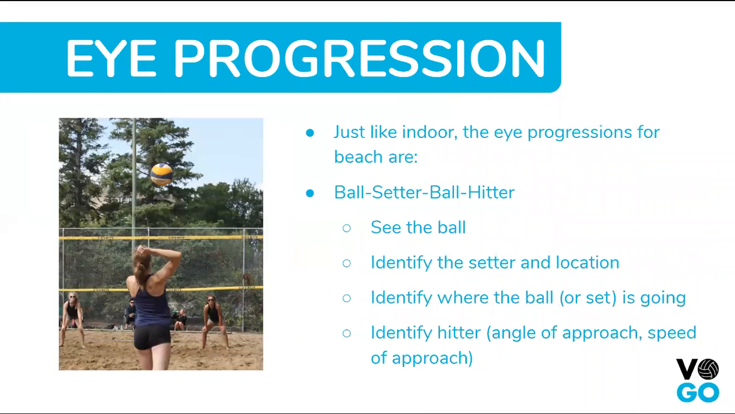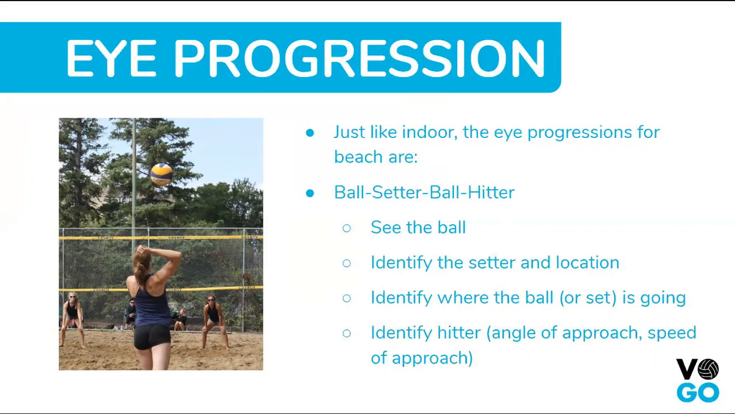So first thing we'll go through here is some eye progressions. Just like indoor, the eye progressions here are ball, setter, ball, hitter. So obviously the first one, we want to identify the ball. The first thing we're doing there is seeing where the ball is going, where the passer is mostly going to be passing the ball.